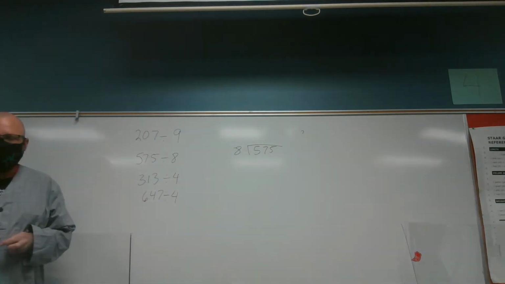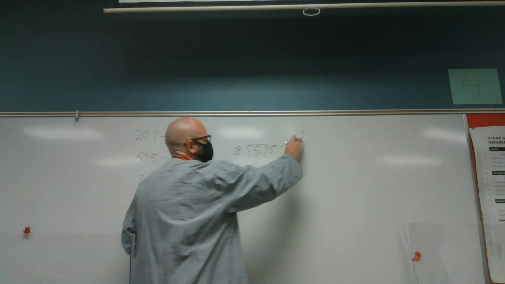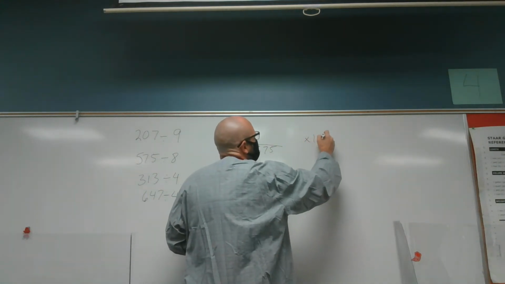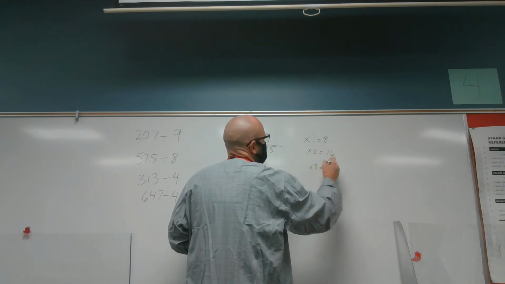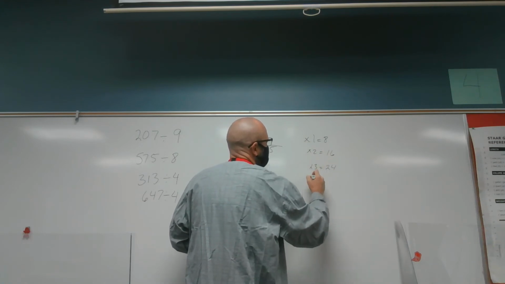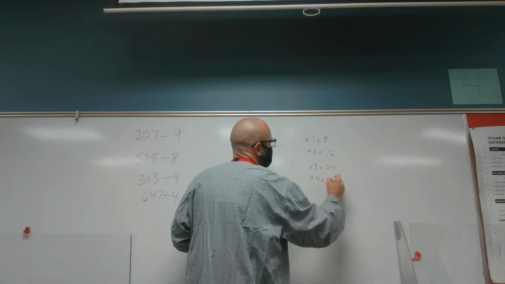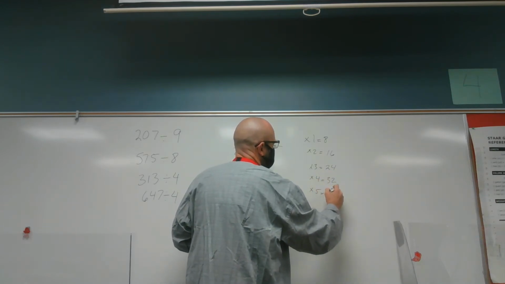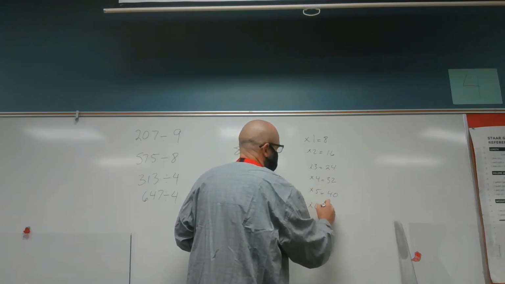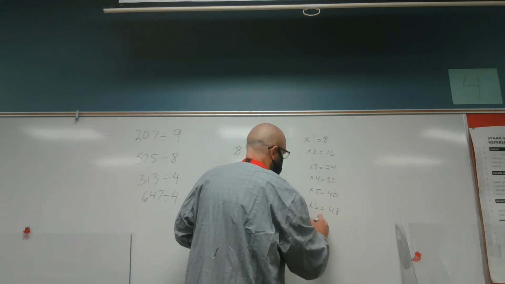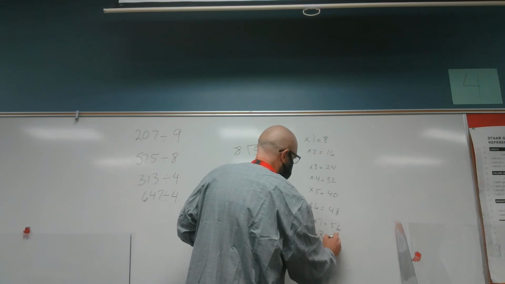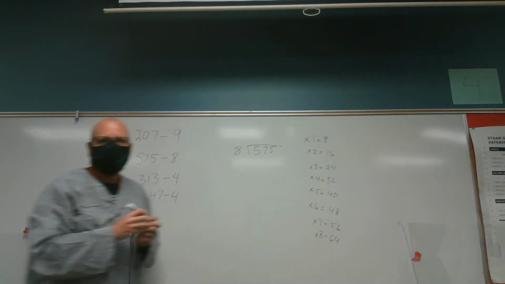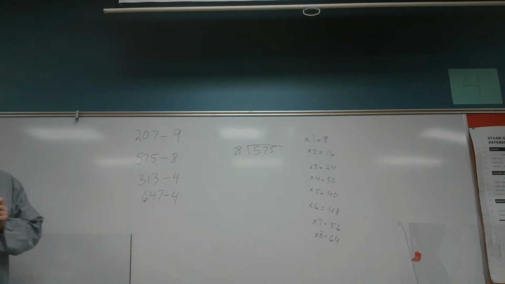I have to list my multiples of 8. So times 1 is 8. Times 2 is 16. Times 3 is 24. Times 4 is 32. Times 5 is 40. Times 6 is 48. Times 7 is 56. Times 8 is 64. So there are my multiples of 8. I could always check in the multiplication chart just to make sure I have them correct.